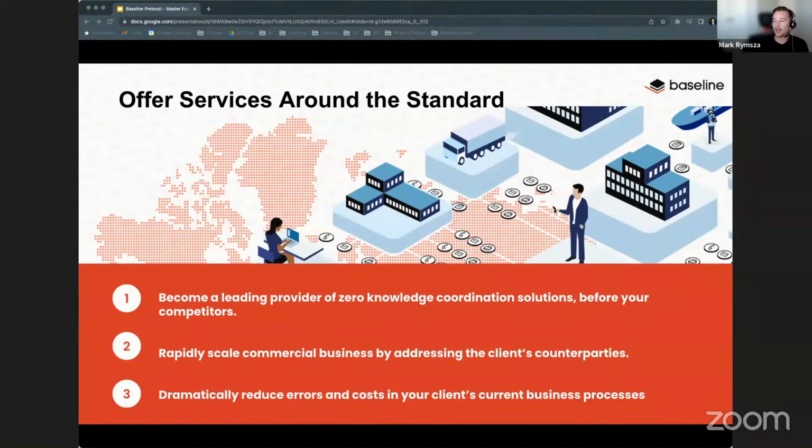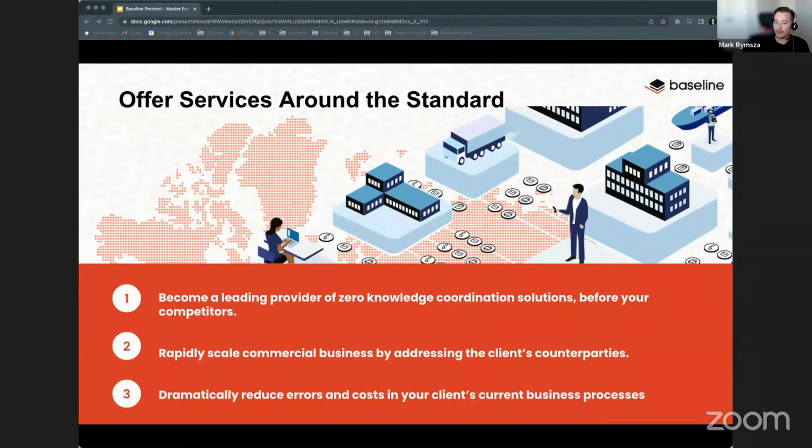Another thing we wanted to include in this deck is that, because this is an open source standard, this isn't just for us to implement, this is for anybody to implement. If there are people who are savvy with ZKs, savvy with the Baseline standard, who can get their hands dirty and start building with it, it's open for people to implement and provide baselining services to other people.